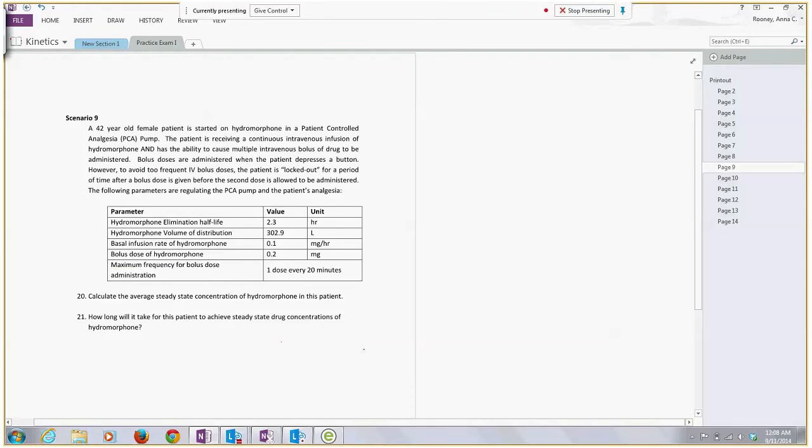Okay, so we are on to scenario 9. A 42-year-old female has started hydromorphone.